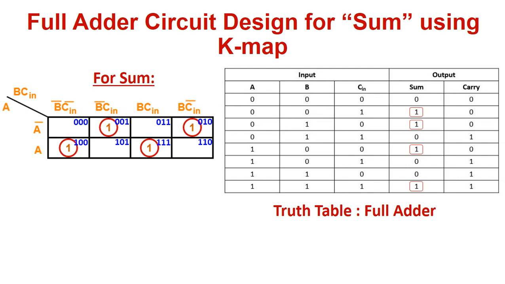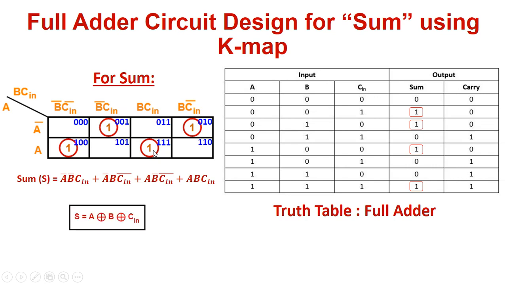Now once the K-map values are filled, it is very simple to identify the expression. For this one, the cell value is 1, so you will write A bar, B bar, C in as the first expression, plus this one, that is A bar, B, C bar in. For this one, the value will be A, B bar, C bar, and for the last one, the value will be A, B, C in.